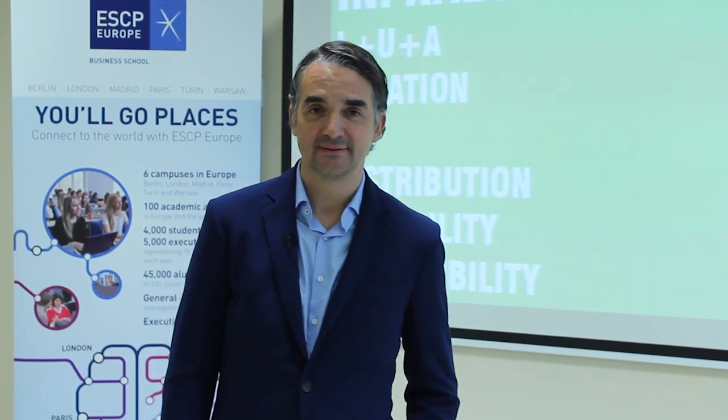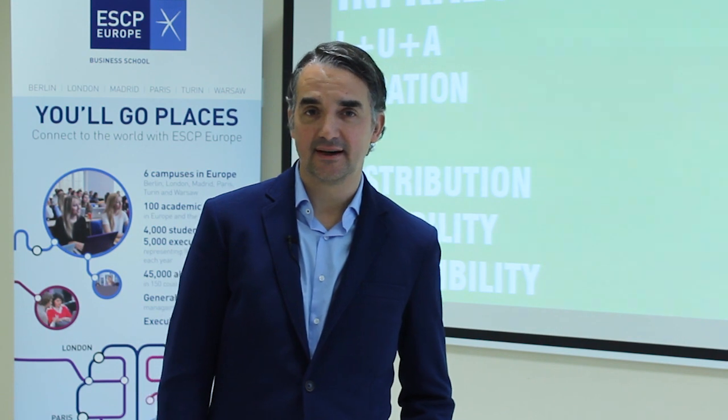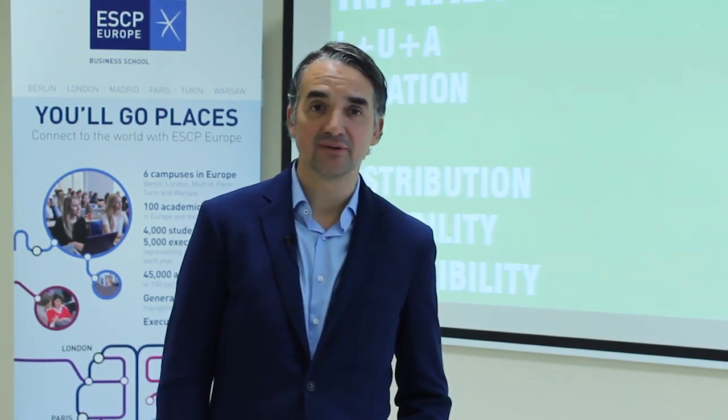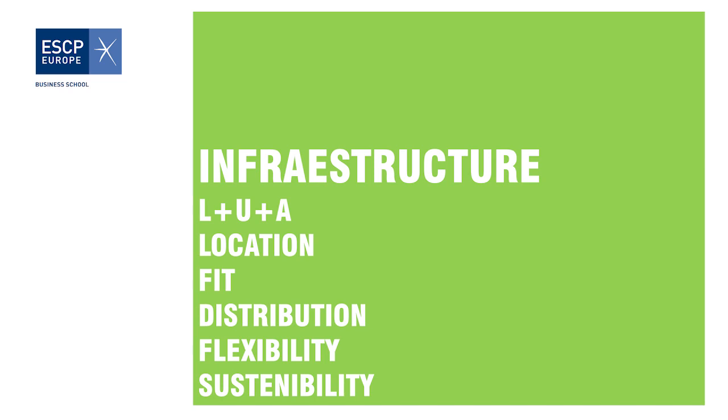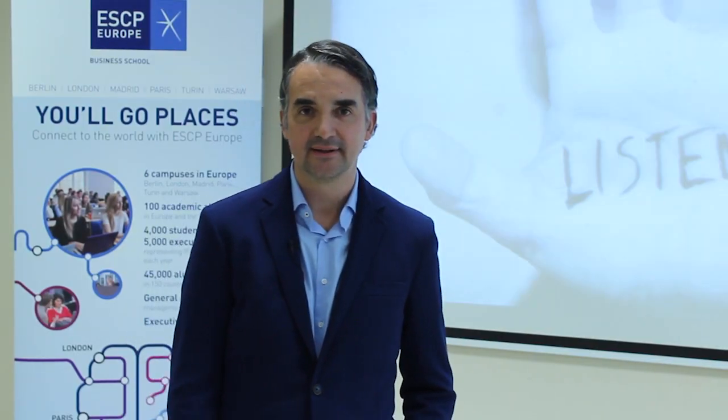We began this conversation talking about the hotel industry and its attributes. We have already talked about the outside, let's say the market. Now we're going inside, and we will talk about the infrastructure that is needed to give a response to the market that we have already analyzed. Let's start with a combination of factors that we call L plus U plus A. After that, we will talk about location, fit, distribution, and the two key attributes that we need to have in mind to give a solution for our market, and of course our infrastructure. That means flexibility and sustainability. So let's go for the next step.